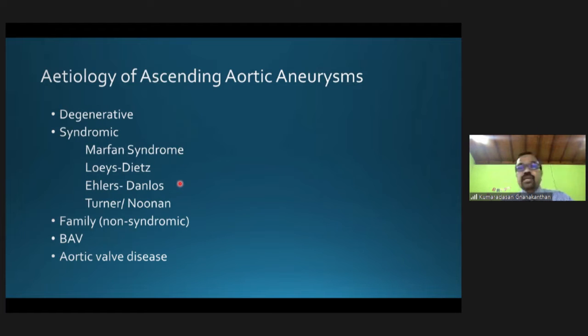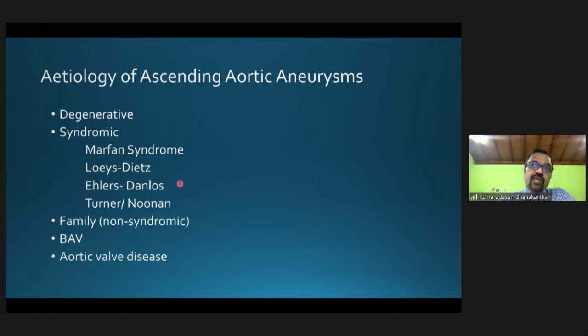So when we consider the etiology of ascending aortic aneurysm, in most elderly people it is what we call degenerative aortic aneurysm. There are other causes in young patients presenting in their early 20s or early 30s. They are usually associated with some sort of syndromes, mainly Marfan syndrome, Loeys-Dietz syndrome, Ehlers-Danlos, Turner or Noonan syndrome. Those are the patients who usually present.